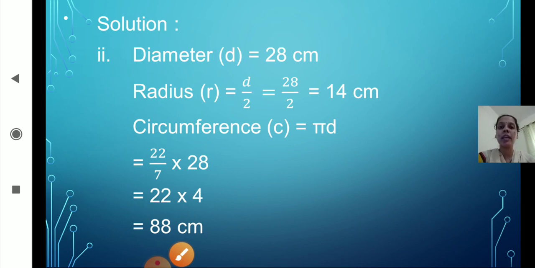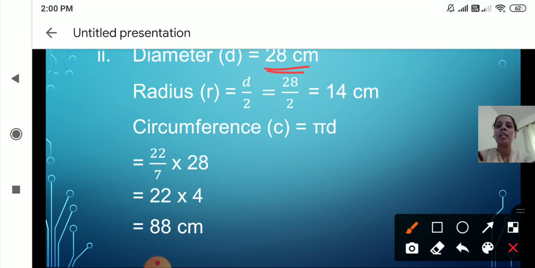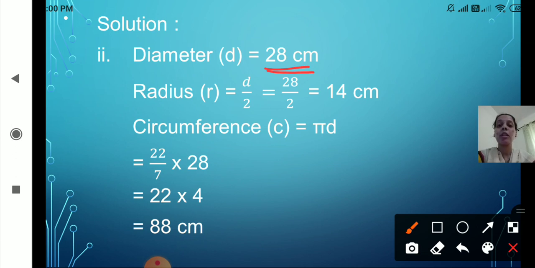Yes, in the second sum, now diameter is given and we will find out circumference and radius. So first we'll find out radius. Diameter is given, 28 centimeter. Now what is the formula to find out radius? Radius is equal to d upon 2, that is diameter upon 2. Yes, because radius is half of the diameter. So diameter given is 28. So 28 divided by 2, that is 14, right? 28 divided by 2 is 14 centimeter. So this is radius.